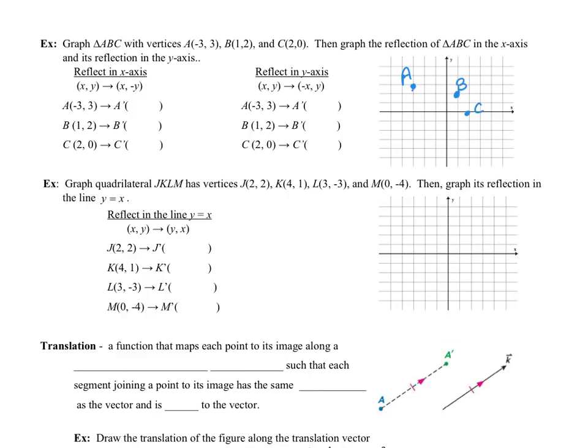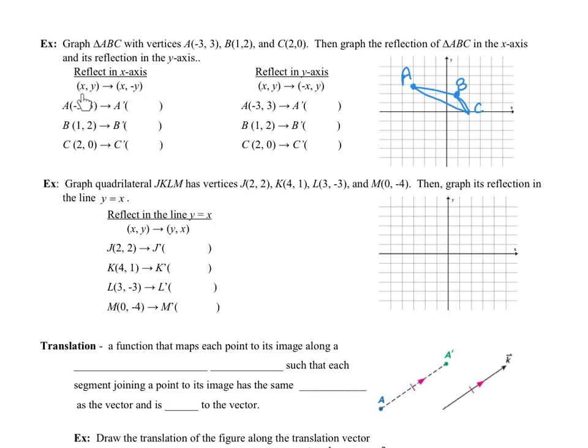Okay. And let's draw, let me try that again. See if I can get a straight line. Okay, triangle ABC. All right. Okay, so now let's go ahead and apply the rule for reflecting in the x-axis.